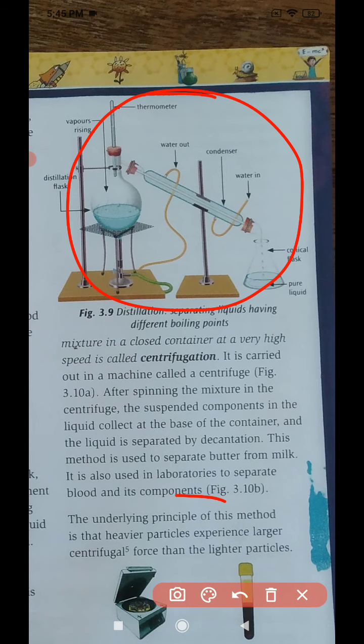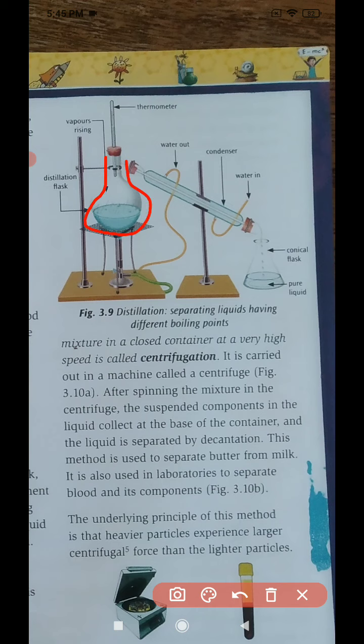You can see first that there is a round bottom flask, with a round shape below. It is also known as a distillation flask. Inside the distillation flask there is a soluble mixture, that is salt water, you can say.